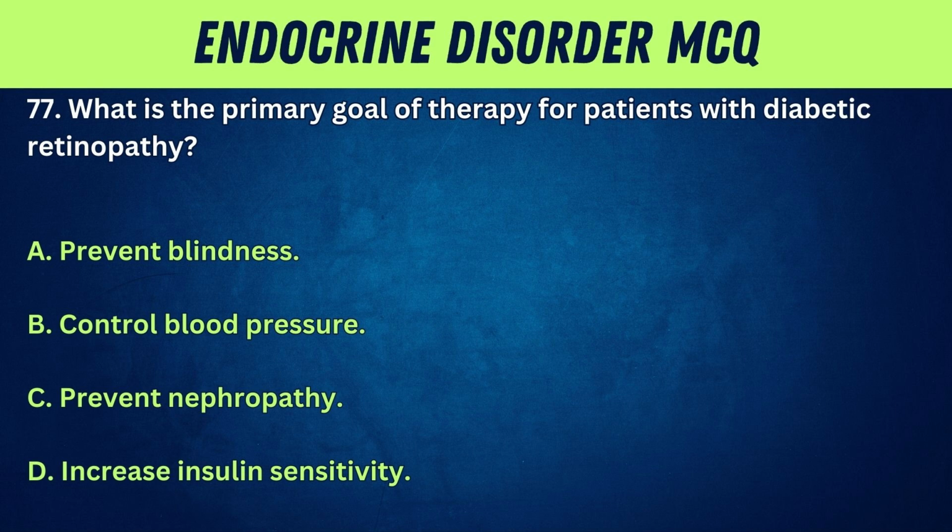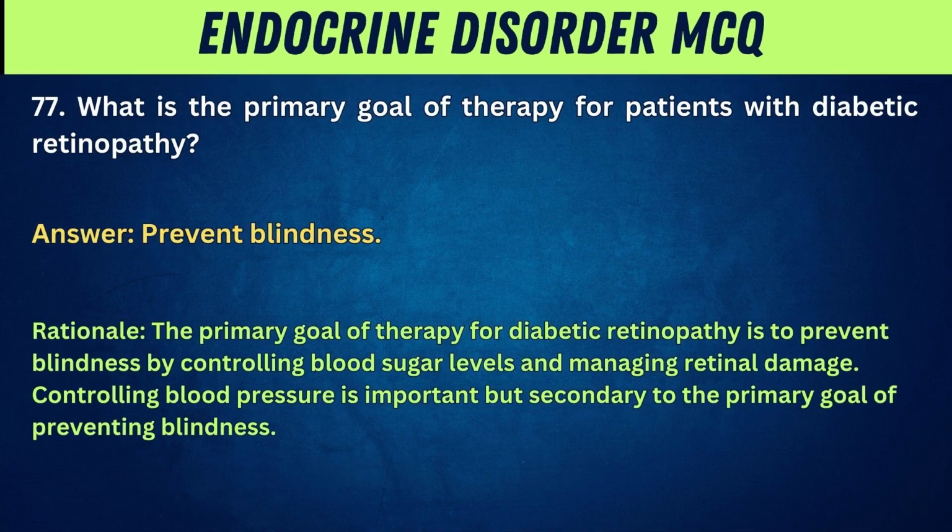77. What is the primary goal of therapy for patients with diabetic retinopathy? A. Prevent blindness. B. Control blood pressure. C. Prevent nephropathy. D. Increase insulin sensitivity. Answer: prevent blindness. Rationale: the primary goal of therapy for diabetic retinopathy is to prevent blindness by controlling blood sugar levels and managing retinal damage. Controlling blood pressure is important but secondary to the primary goal of preventing blindness.